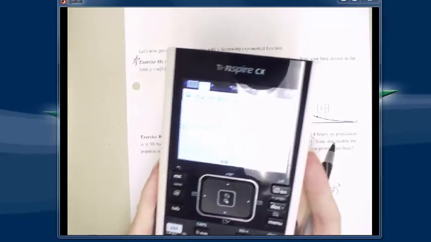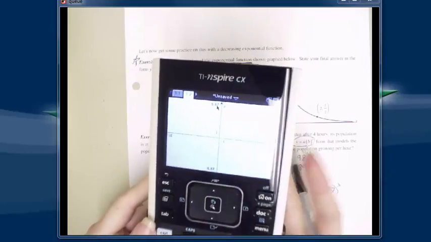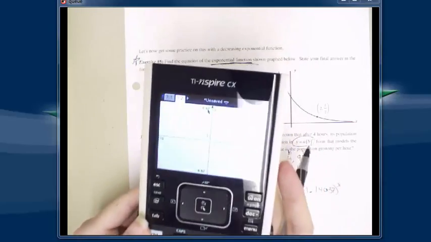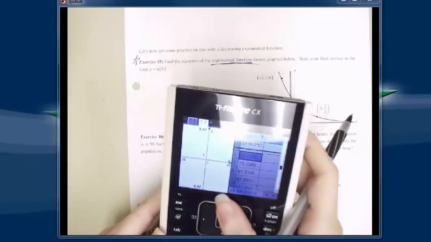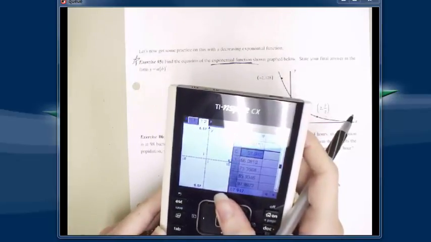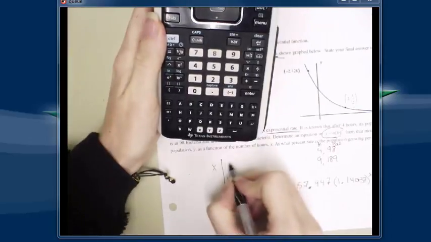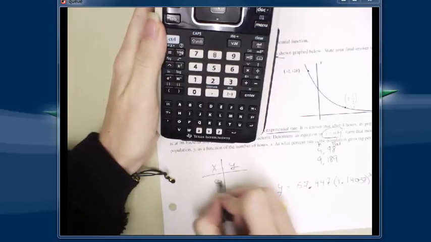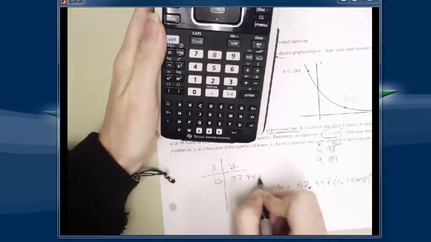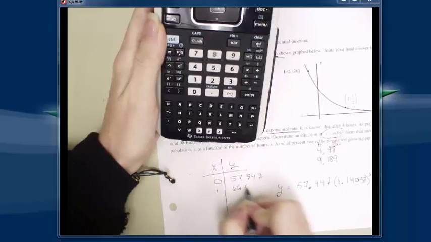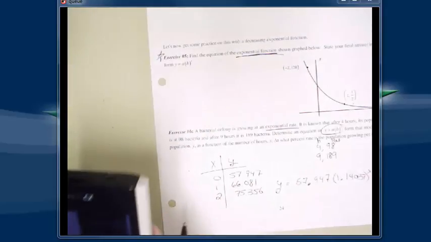So I typed that in right at the top there. Nothing showed up because the values are much bigger. So Control T gives me the table, and I'm looking at my values there, and I can see the 57, the 66. So I'm going to make a quick table. And then I'm going to go to a calculator screen.